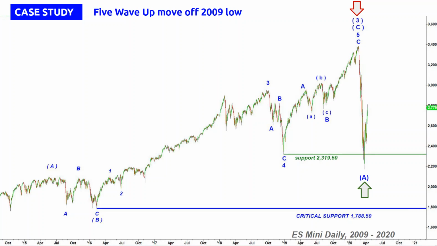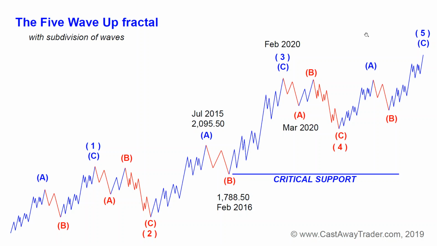And here we need to come back to our fractal and see basically what normally happens when a major wave 3 tops. And as you can see, it topped in February 2020. We normally get a large corrective wave 4 down. This is it, and normally it is subdivided into ABC, a corrective fractal.